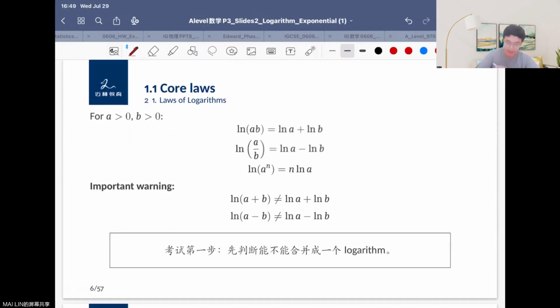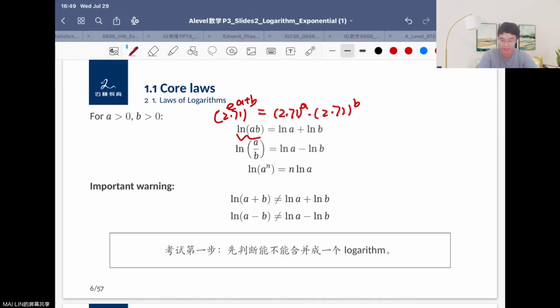For example, ln AB can be considered as ln A plus ln B. That is because if you're using 2.71 to the power of A times 2.71 to the power of B, it equals 2.71 to the power of A plus B. That is E, right? E to the power of A plus B equals E to the power of A times E to the power of B. Okay, so you can consider the exponential function as the inverse function of the logarithm function.